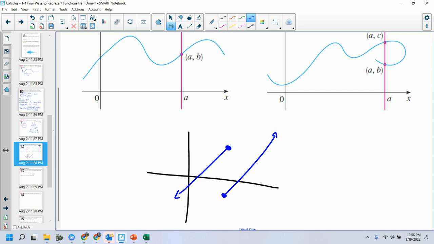Is that a function? No. Because this spot right there has 2 values. Everywhere else, it's only got 1 value. But then that has 2 values. That's still not a function.